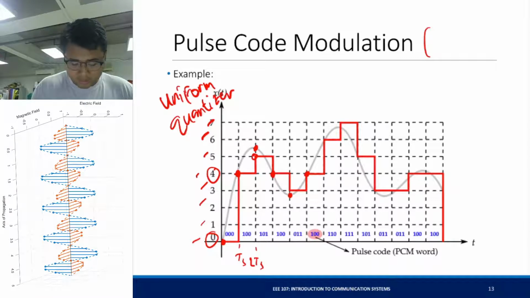This 0 here will be represented by 0, 0, 0. 4 here will be represented by 1, 0, 0. 5 is represented by 1, 0, 1. This 4, 1, 0, 0. 3, 0, 1, 1, and so on and so forth. And these are called PCM words.